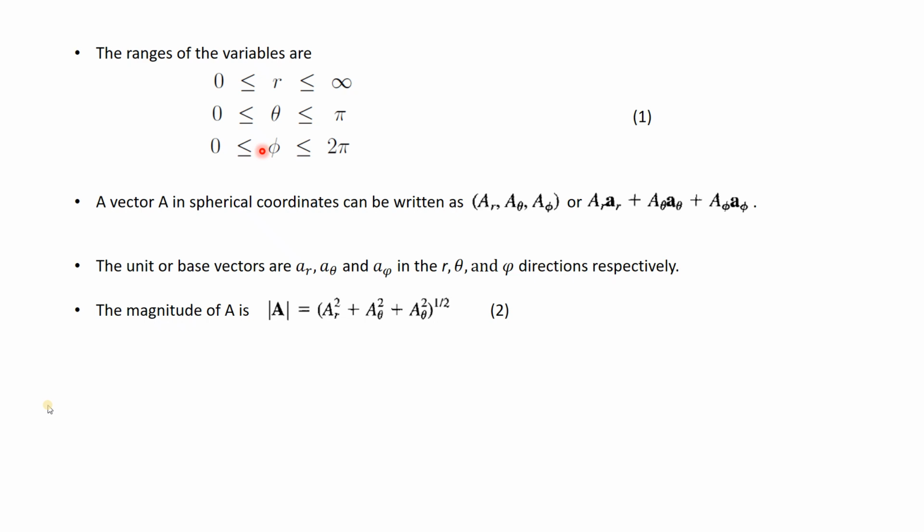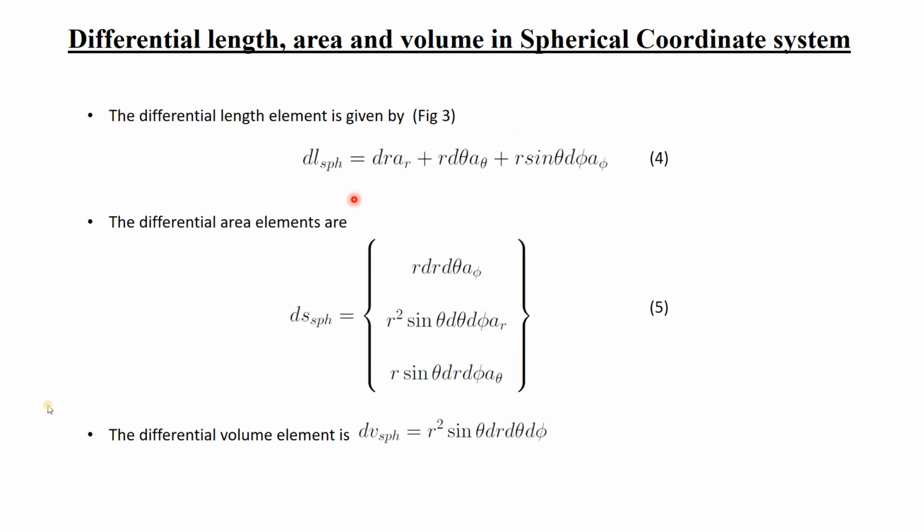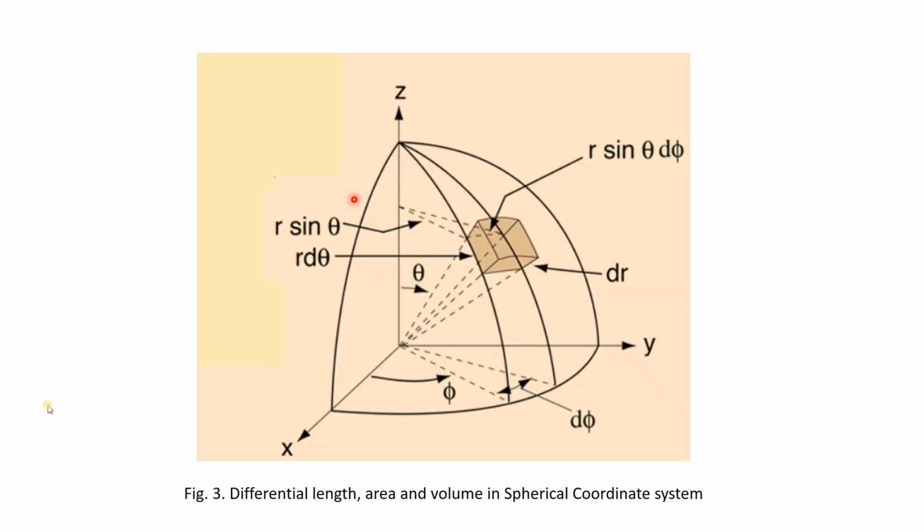Now, if you want to represent a vector in a spherical coordinate system, the process is the same. You will have three coordinates and three associated unit vectors. The magnitude will be the square root of the summation of the squares of the individual coordinates. This is also known to you: the dot product and cross product. You will get the third coordinate if you find the cross product of the other two. Now coming to the differential length, differential area and differential volume.